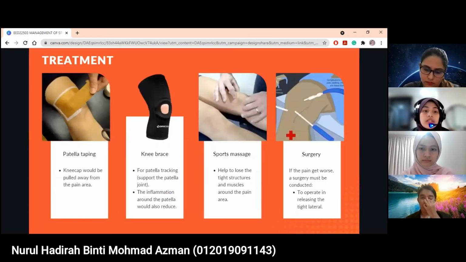Other treatments include patellar taping, where the tape pulls the kneecap away from the pain area, and a knee brace. We can see there is a hole in the middle of the knee brace, which is to support the patellar joint. There is also sports massage, which helps loosen tight muscles. If the pain gets worse, surgery must be conducted.